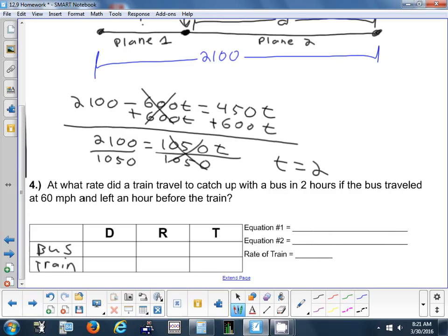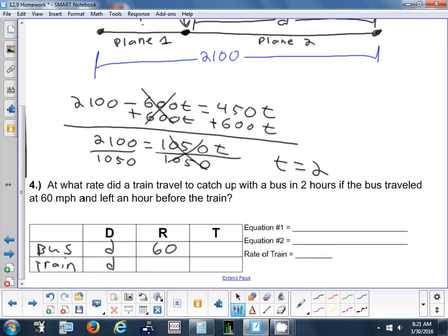Okay, this is a catching up problem. What's always the same in a catch-up problem? The distance. Good. Anytime you're catching up, you're each traveling the same distance. So what do we put in both distance boxes? D and D. It says the bus traveled at 60. Where's that going to go? Rate. Which rate box? Top one, the one for the bus.